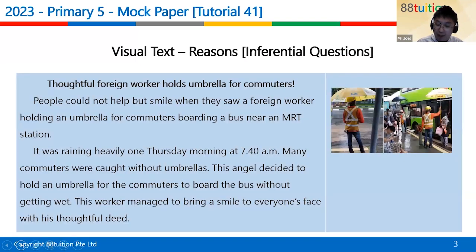Okay, let's have a look at this small passage over here. Thoughtful foreign worker holds umbrella for commuters. People could not help but smile when they saw a foreign worker holding an umbrella for commuters boarding a bus near an MRT station. It was raining heavily one Thursday morning at 7:40 a.m. Many commuters were caught without umbrellas. This angel decided to hold an umbrella for the commuters to board the bus without getting wet. This worker managed to bring a smile to everyone's face with his thoughtful deed. Very sweet of him, right?